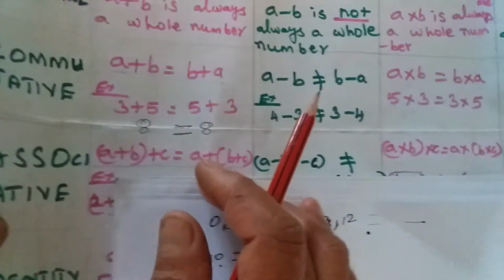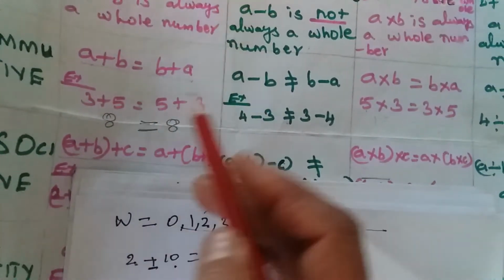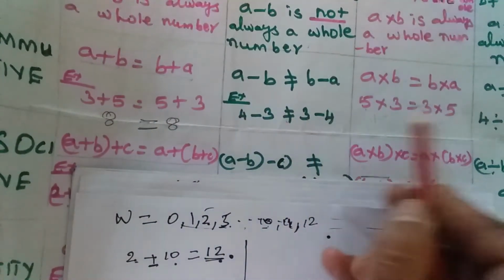So we'll check it for subtraction now. Same thing, for each property we are going to check all 4 operations.